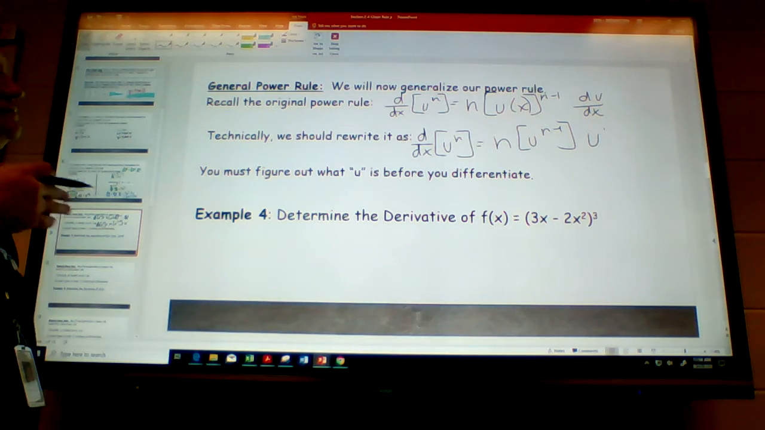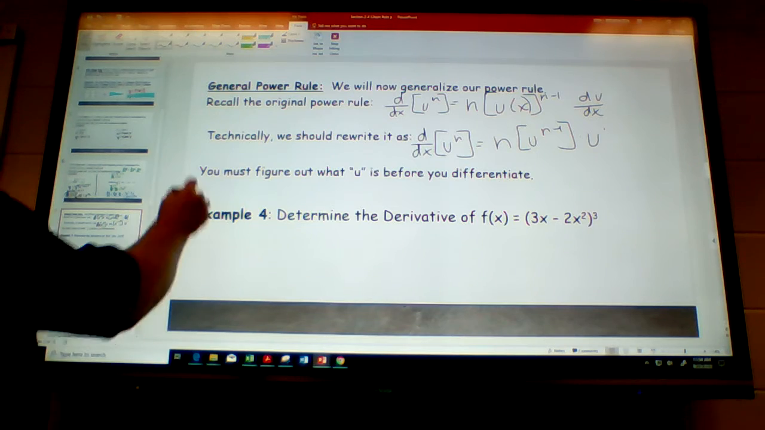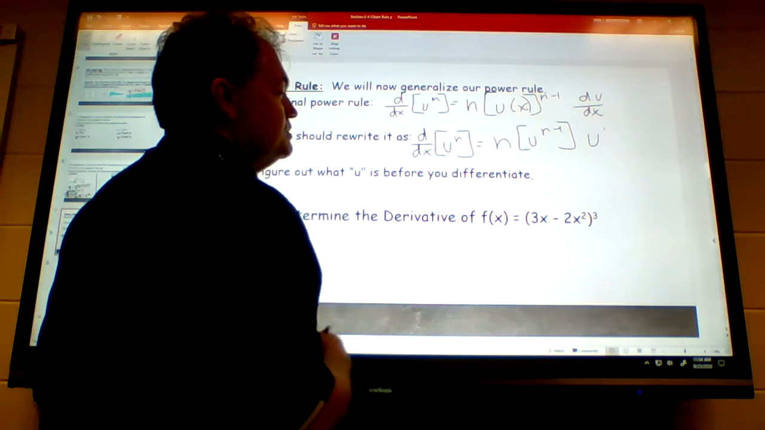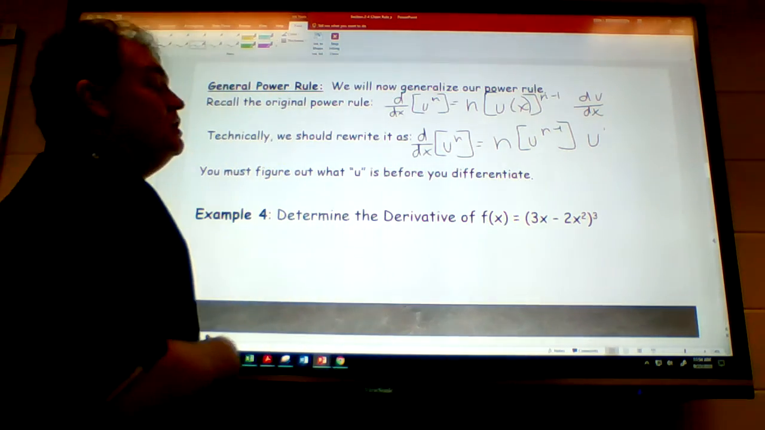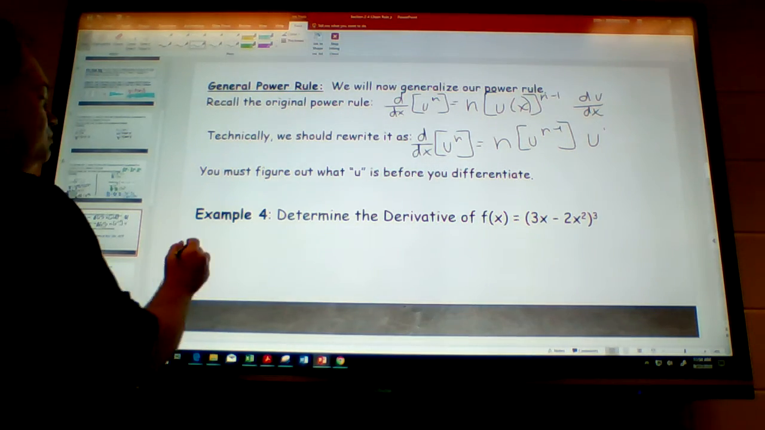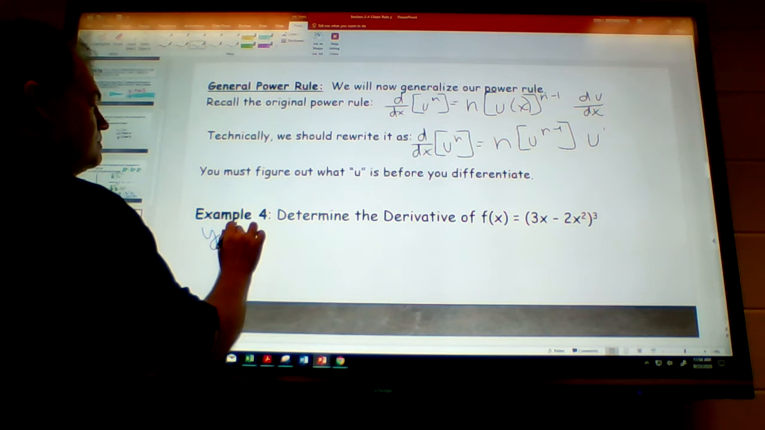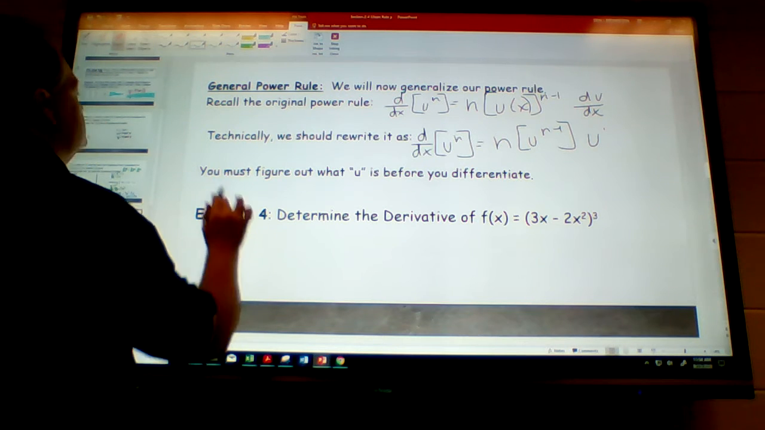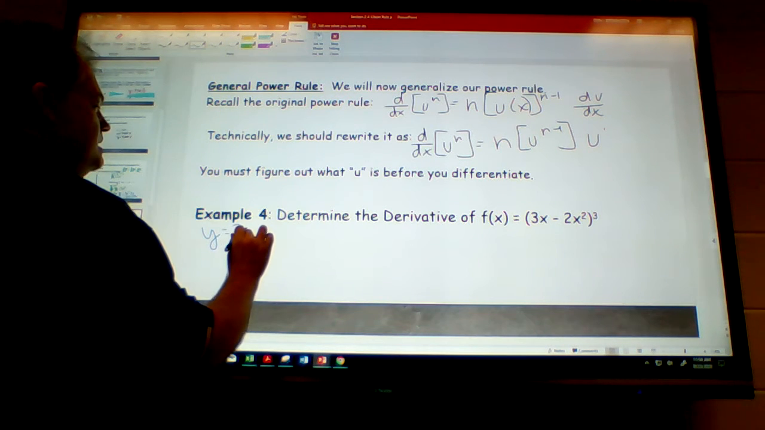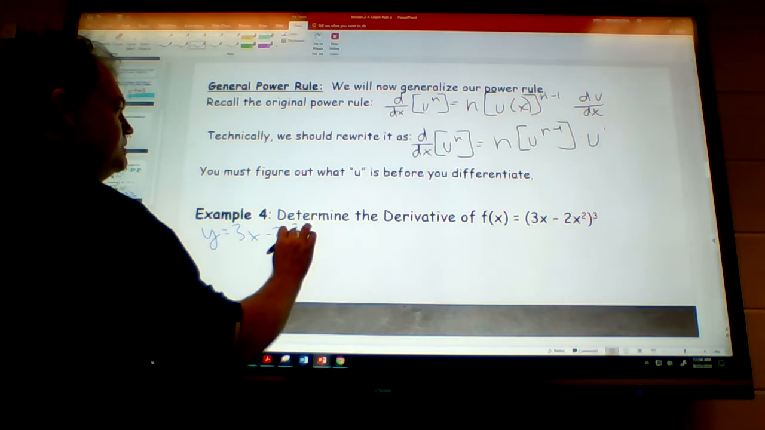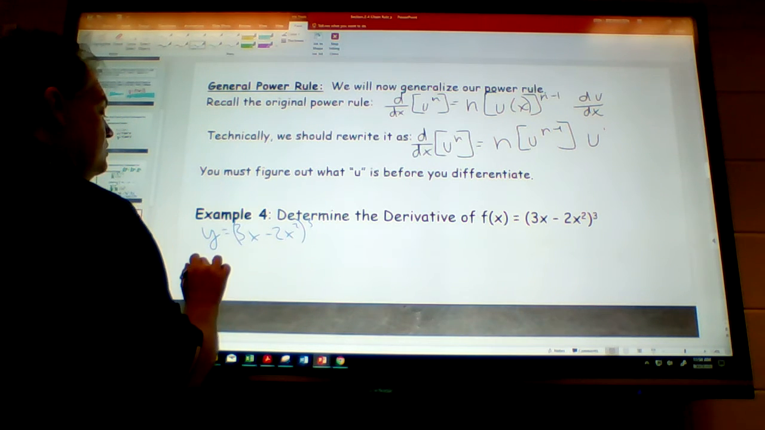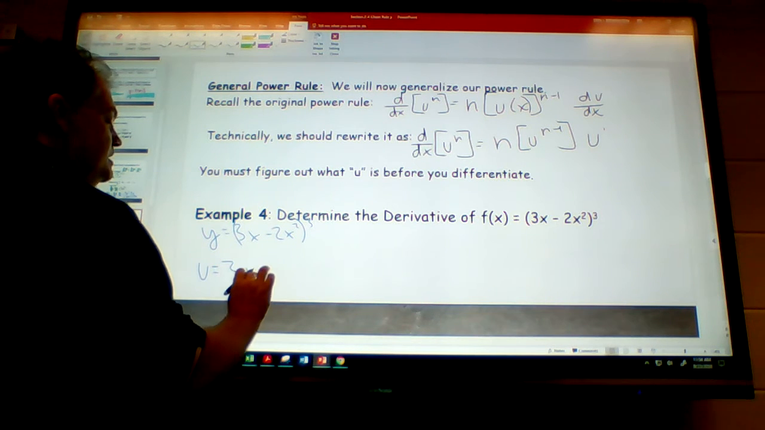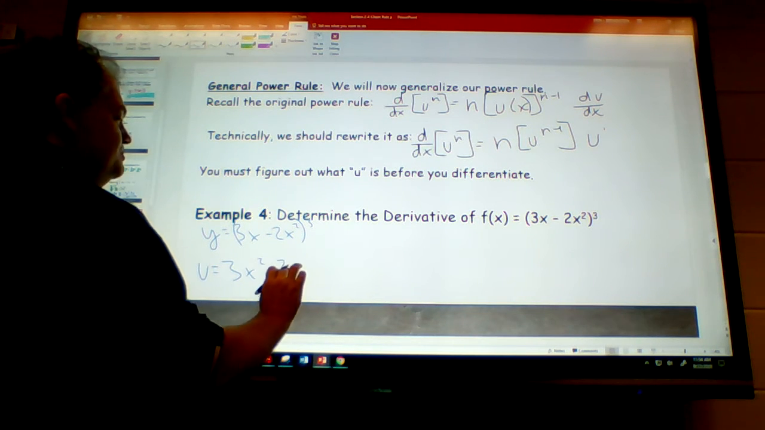So basically, differentiate the outside and then go inside and differentiate that and multiply it together. But before you can do all that, you have to figure out what u is. Okay, so let's look at this one. f of x equals 3x minus 2x squared, all to the third power. Okay, so we'll say y equals (3x minus 2x squared) to the third. Now, u is going to equal what's inside, which is 3x minus 2x squared.